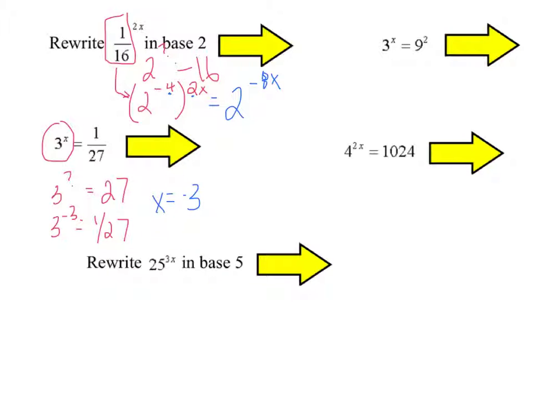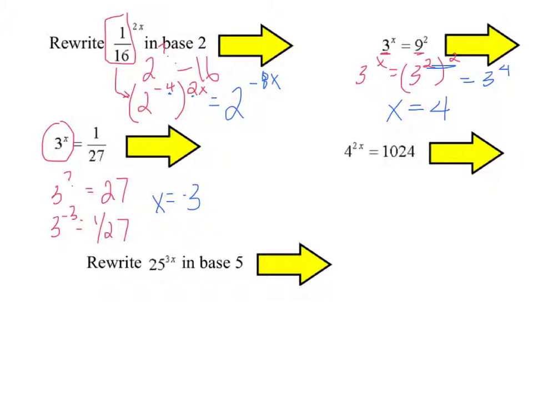Going up top, 3 to the x equals 9 squared. Well, again, we want to rewrite our bases to be the same. We usually go to the lowest base, so I'm going to rewrite 9 as 3 squared. So that replaces the 9. Of course, we still have a squared there because it was 9 squared. So we get 3 to the x equals 3 squared squared. And again, a power to a power, we multiply, becomes 3 to the 4th. So the original question becomes 3 to the x equals 3 to the 4th. So x must be 4.